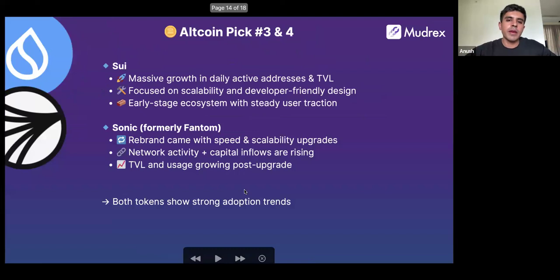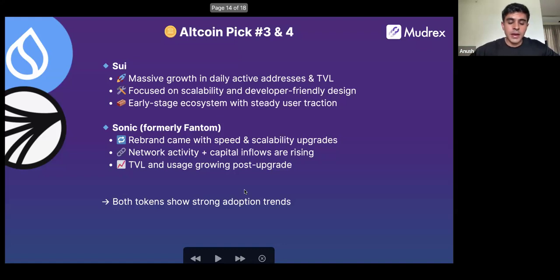Now, my altcoin picks for 3 and 4. We're going down the risk curve here. As we go lower market cap, the risk to reward ratio changes as well. Please keep that in mind. Higher the risk, higher the reward. Sui and Sonic are my next 3 and 4.